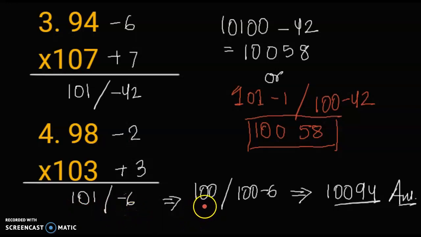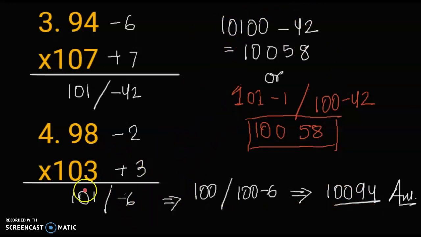So 101 minus 1 is 100, and 1 becomes 100, and 100 minus 6 gives you 94. So finally your result is 10094. You have followed this method here in solving. You could have used this way also to solve the same question.